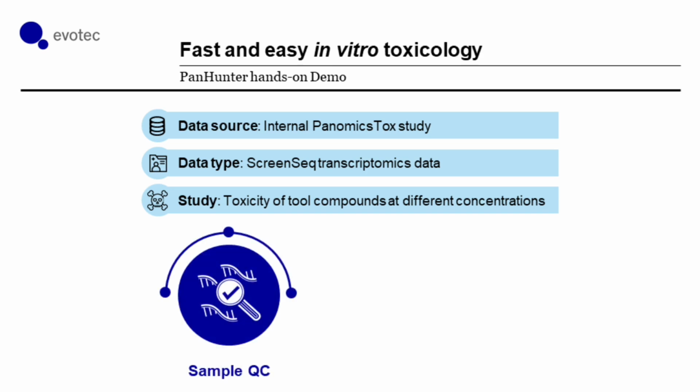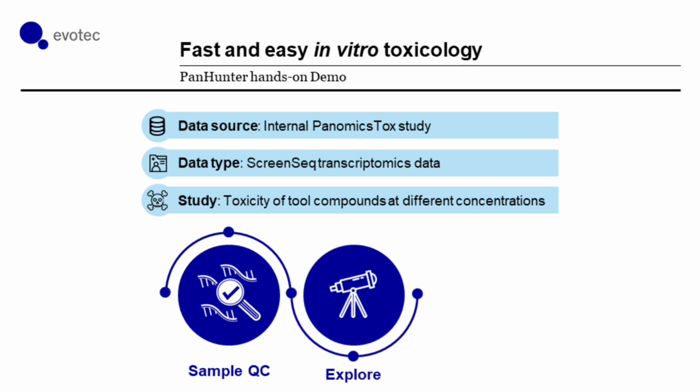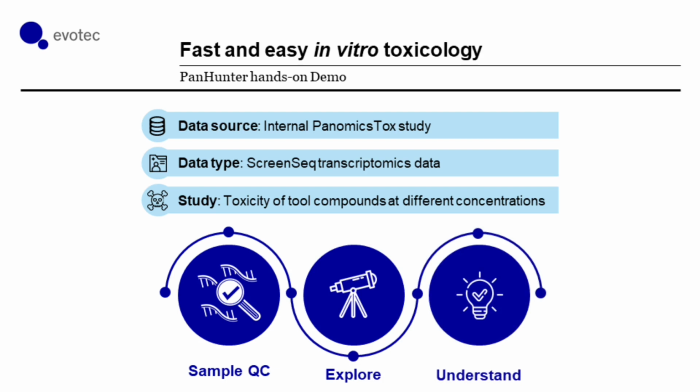First, we will show PanHunter's capability to run a quick yet comprehensive quality control to check consistency between the plates. Second, we will show seamless data exploration of the different compounds and treatment levels. And finally, we will run a differential analysis for different concentration levels to investigate the molecular response of the treated cells with just a few clicks in PanHunter.